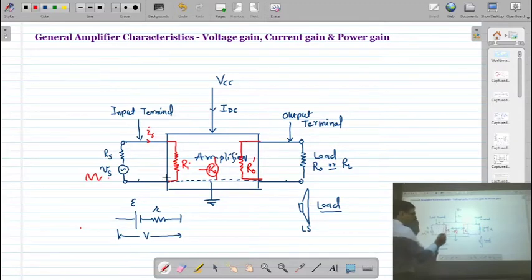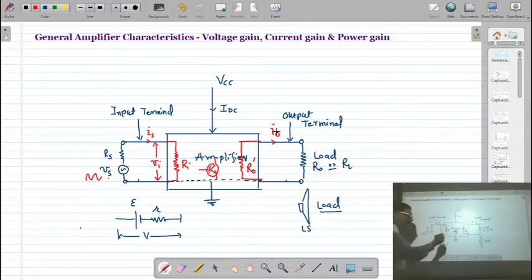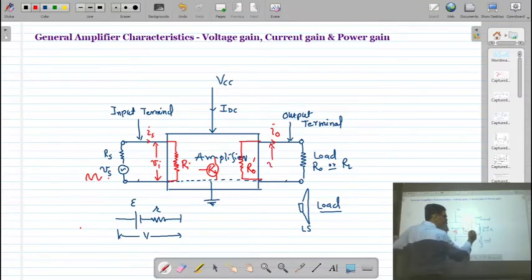Then whenever the source current is flowing in the amplifier, there is a drop across the Ri, which is known as the input voltage to the amplifier circuit. Same way, this input voltage is going to be amplified, and due to that there will be a flow of an output current, which is represented as IO. When this output current passes through the load resistance, it produces a voltage which is known as the output voltage of the amplifier.